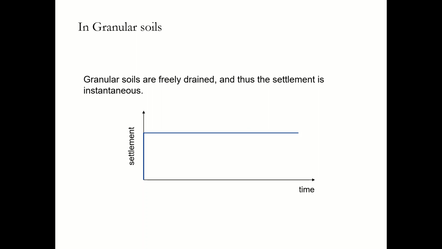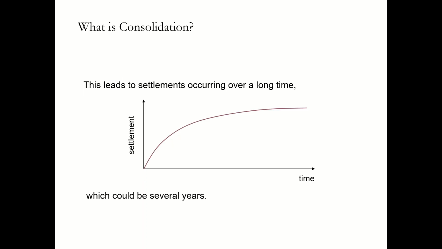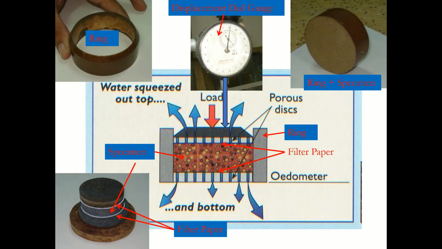In granular soil, like sandy soil, has more voids and its permeability is high. So water in voids can dissipate easily and so the settlement for granular soil is instantaneous. But clay soil has smaller void spaces and the permeability of clay soil is very low. So water cannot dissipate easily. It takes time to dissipate the excess pore water pressure and it could take several years. So we will measure this phenomenon in the laboratory using a consolidometer.